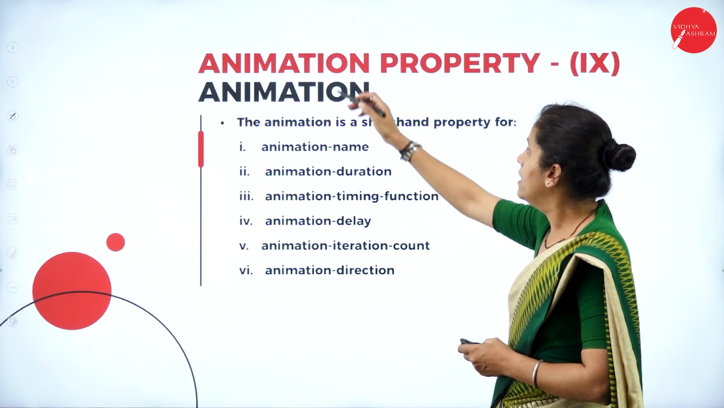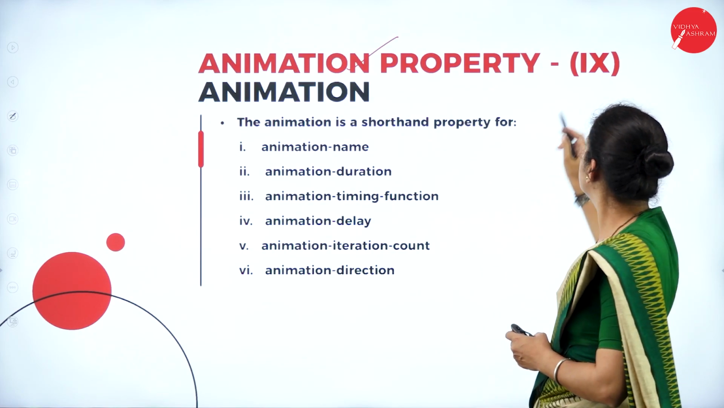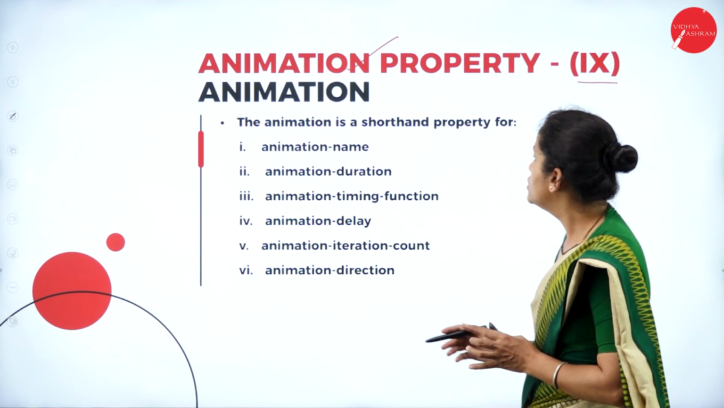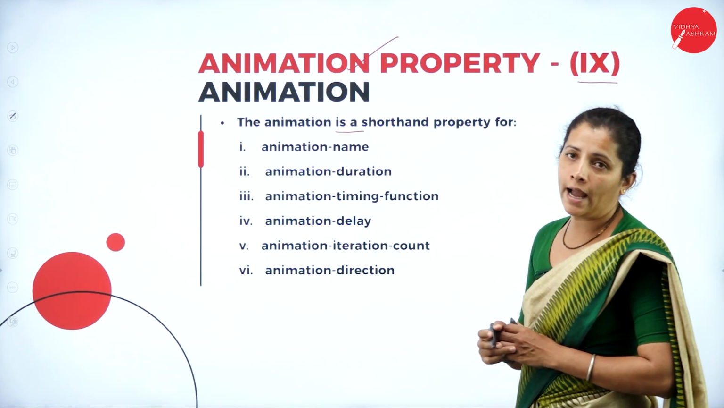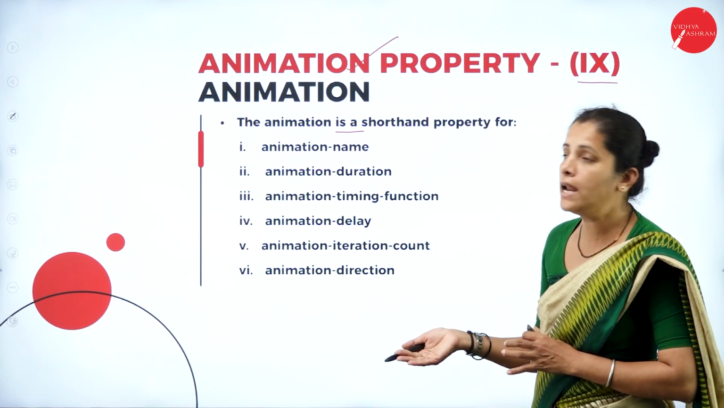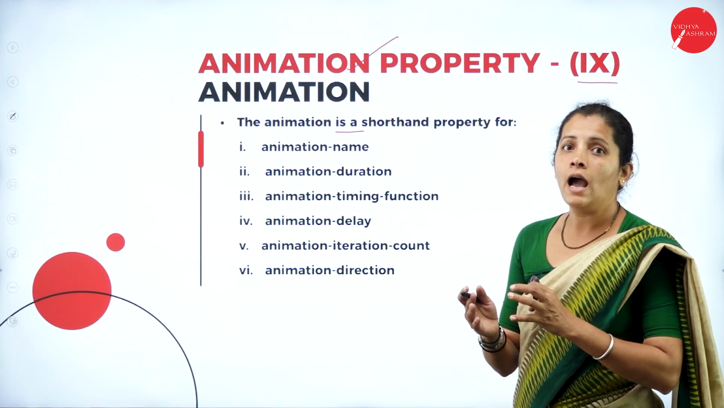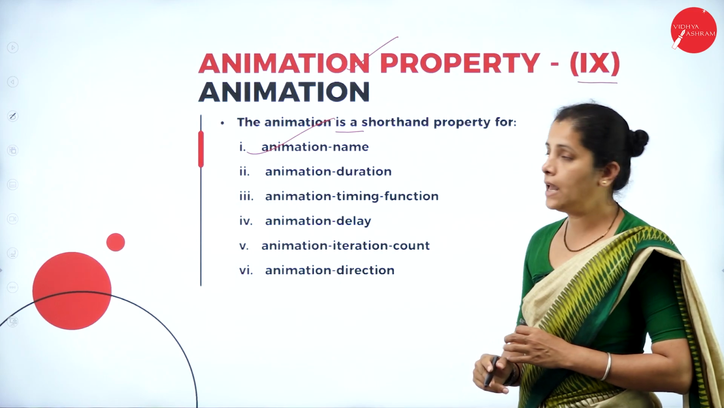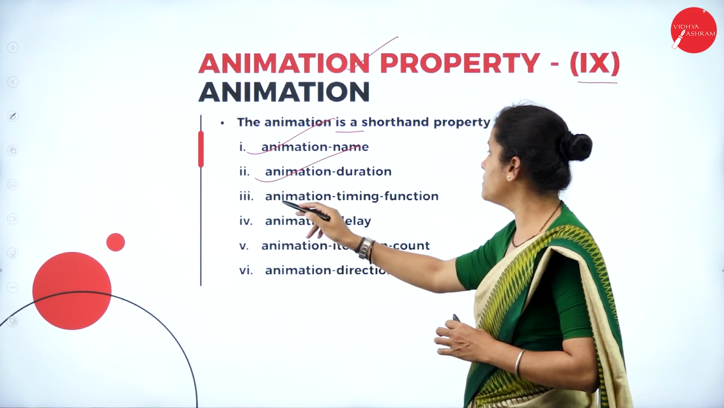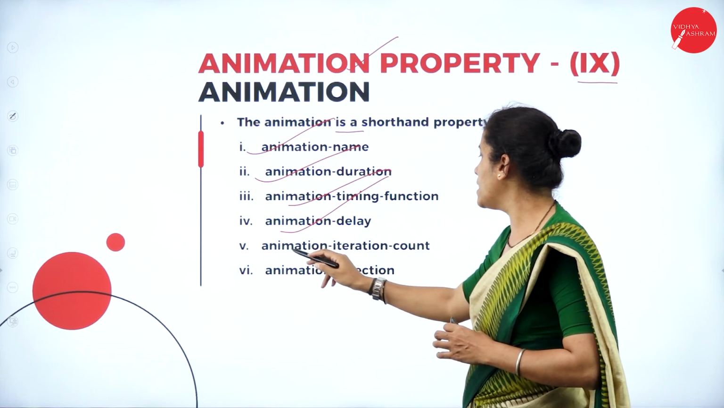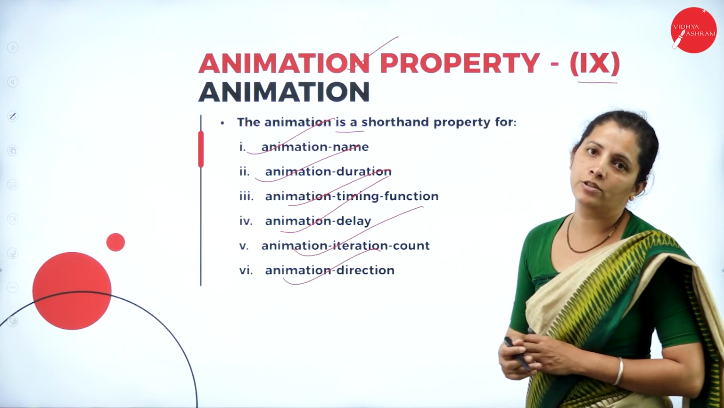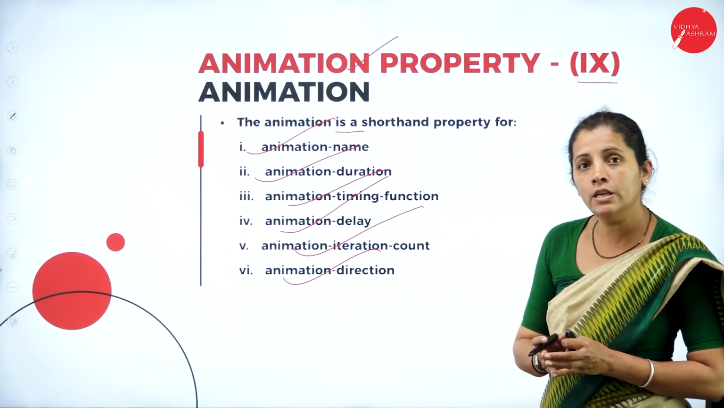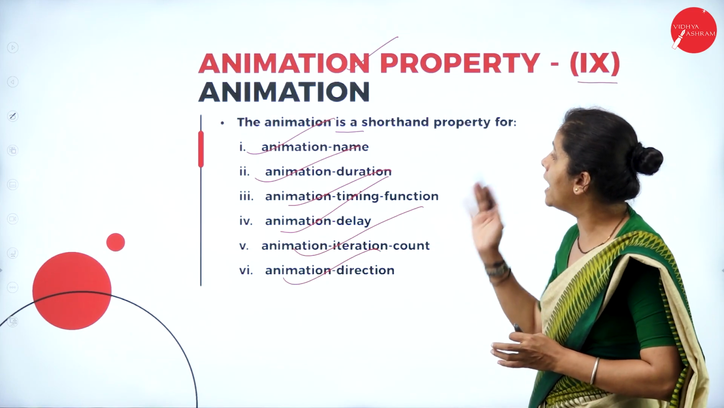Now I have the animation property, that is the ninth property. So animation is shorthand. Shorthand in the sense what? Multiple values. What properties can I have in my single animation? That is the animation name, animation duration, animation timing function, animation delay, animation iteration count, animation direction. So what is the animation name? It is the user defined animation name. The user can give the name to the animation.